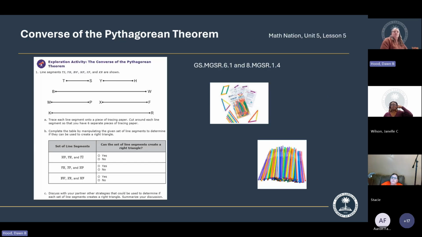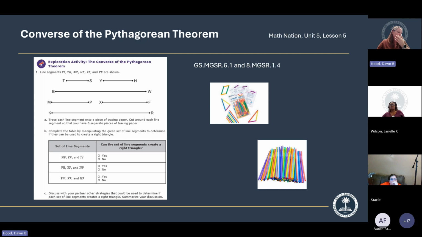All right. So here's a little activity that I thought could be used to help. This one kind of gives away the indicators, so I threw them up there on the screen. There's 6.1 and 8 MGSR 1.4 because it is exploring the converse of the Pythagorean theorem. So the setup for this problem is that students are supposed to trace all these segments on patty paper and then cut them out.